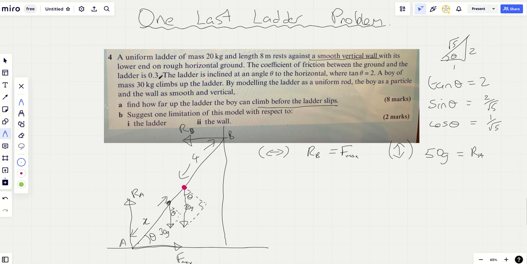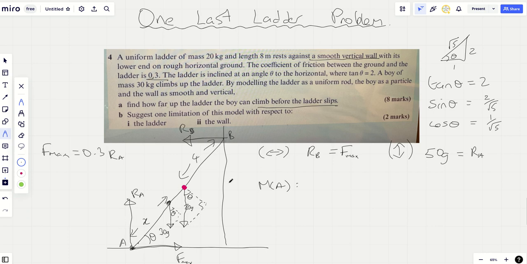Remember, F max is mu R, so I'm going to write down on this side, F max is 0.3 RA, because I think F max is 0.3, yeah? And I think we're good to go now. Okay, let's do the nasty bit, which is always taking moments. 99% of the time, it's best to take moments here because you're knocking out 2 forces.